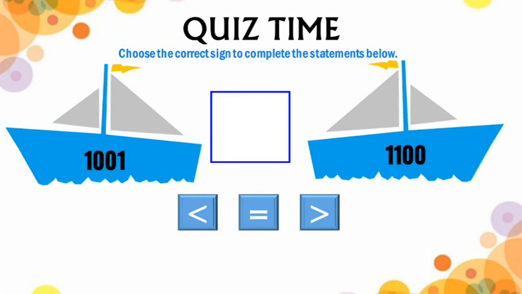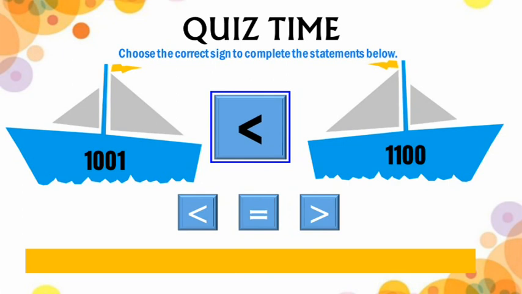Choose the correct sign to complete the statements. Is 1001 less than 1100? Or is 1100 less than 1001? What's the correct sign? Very good. 1001 is less than 1100.